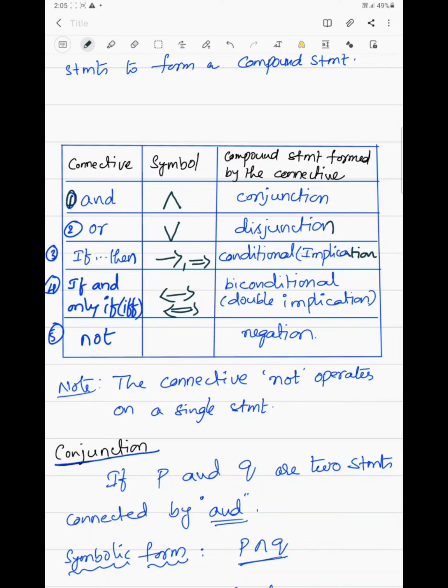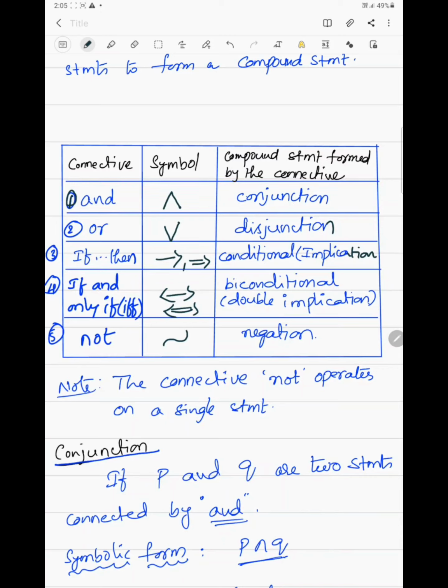If the statement is 2 is an even prime, then what is the negation of that statement? 2 is not an even prime. Don't think about the truth values, okay? Just apply not to the given statement, then it becomes the negation, and the symbol is the squiggly S.